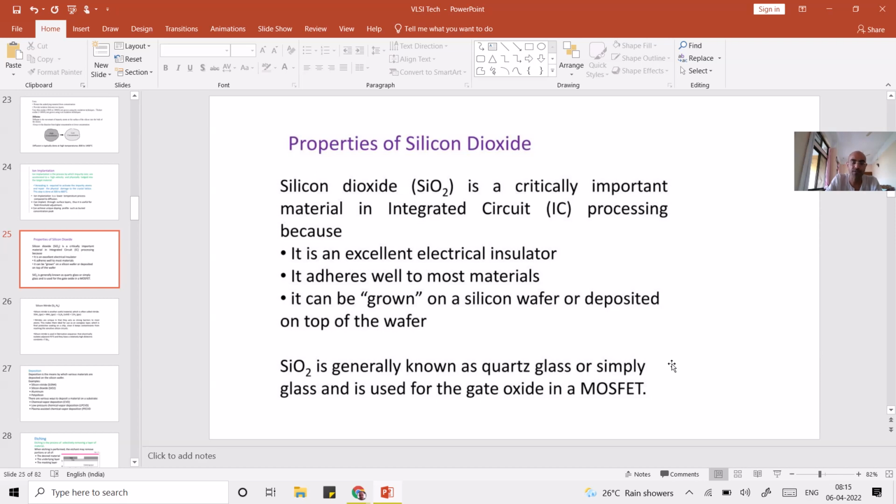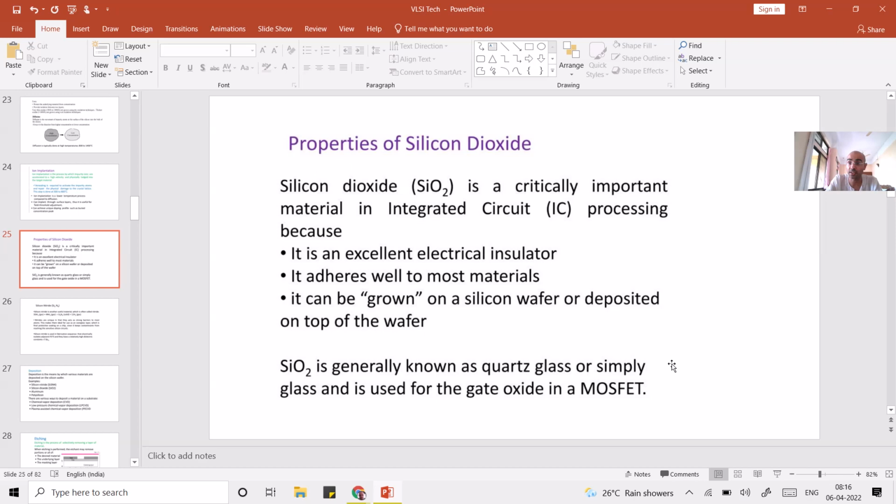Okay. And the other thing is that it also works as a mask. Sometimes when you expose certain materials to the wafer, if the oxide layer is there, then the material does not penetrate from that region. So you have to remove that oxide to open a window to implant or diffuse that material into the wafer. So it also has good masking quality.